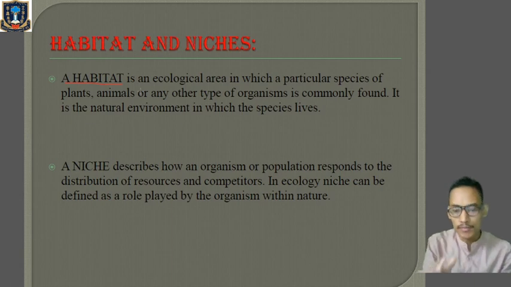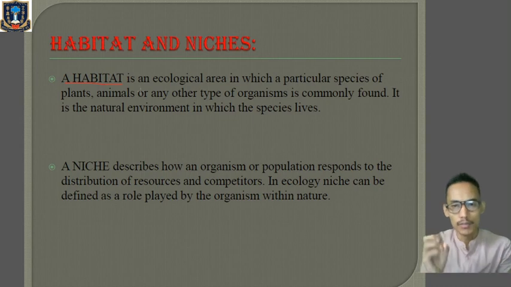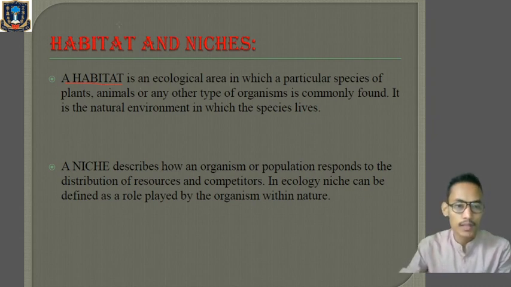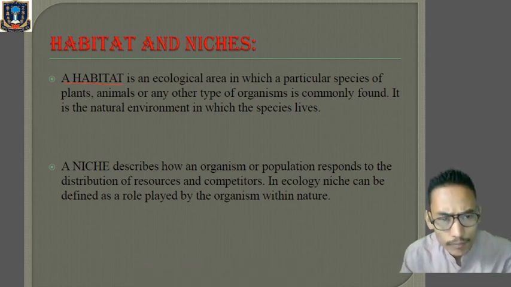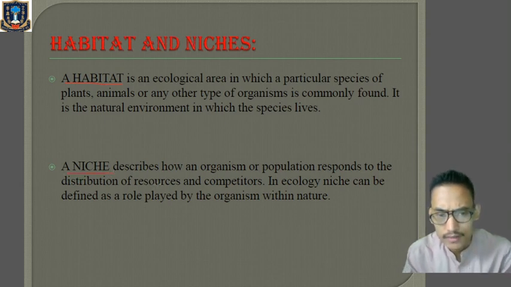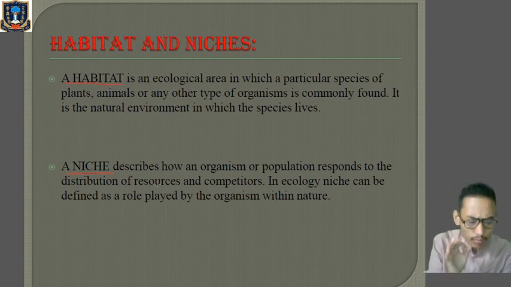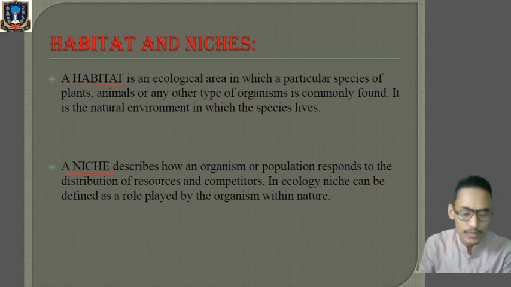Clear? So habitat means a place where the organisms usually live. In simple terms, the place where the organism lives and survives is known as the habitat. But what do you mean by niche? Niche describes how an organism or population responds to the distribution of resources and competitors. Look very carefully.